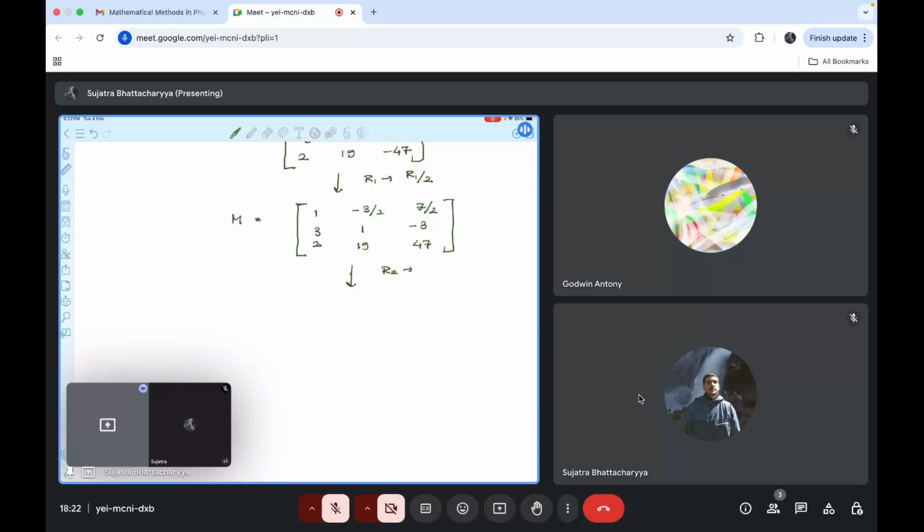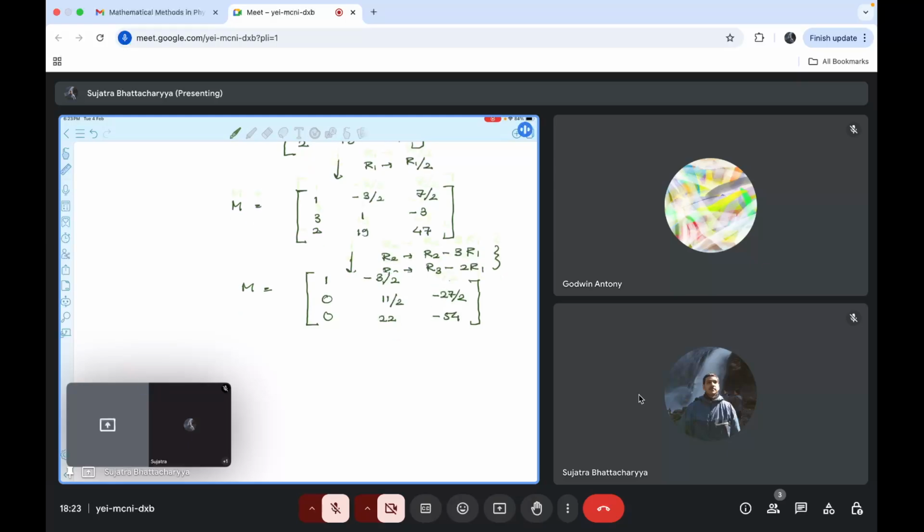Okay, so R2 will be equal to R2 minus 3R1, and R3 is equal to R3 minus 2R1. With this, I have managed to put this 100 here. This will be similar. This is 7 by 2. This will be 1. I'm sorry, this will be 11 by 2. Sorry, this will be 22. This is minus 27 by 2. And this is minus 54. So on applying these two operations, we will be getting this.